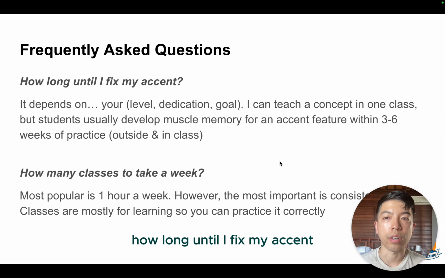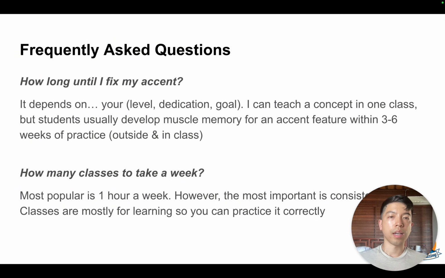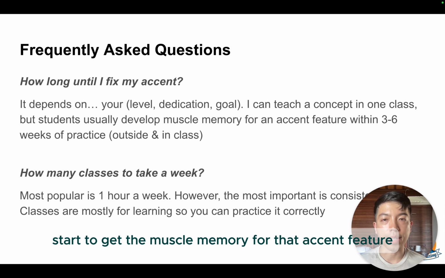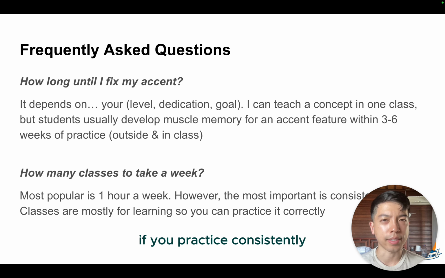Frequently asked questions. How long until I fix my accent? So it really depends on you, your level, your dedication, your goal. I can usually teach a concept in one class, but students usually will start to get the muscle memory for that accent feature within 3 to 6 weeks of practice if you practice consistently.